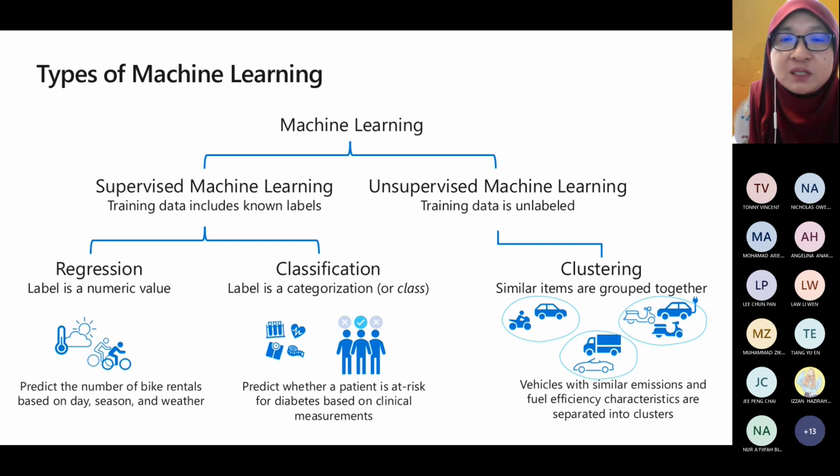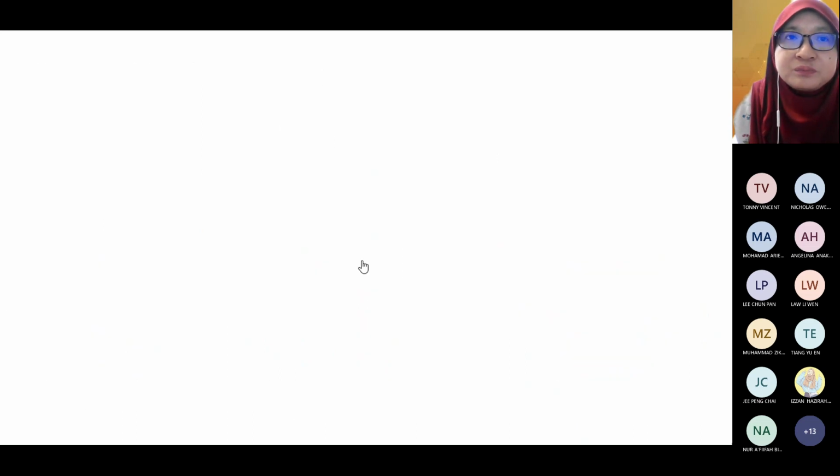Okay, and this predicts whether a patient is at risk for diabetes, okay, based on clinical measures. This predicts the number of bike rentals based on day, okay, season as well as the weather. So let us watch the video.